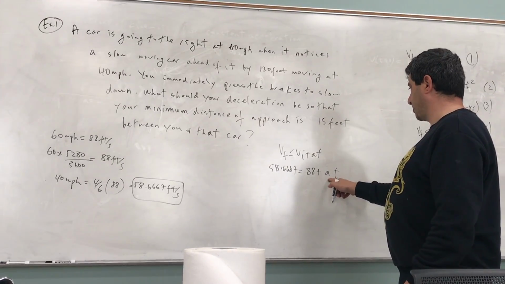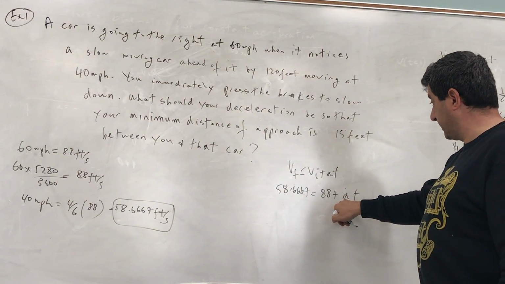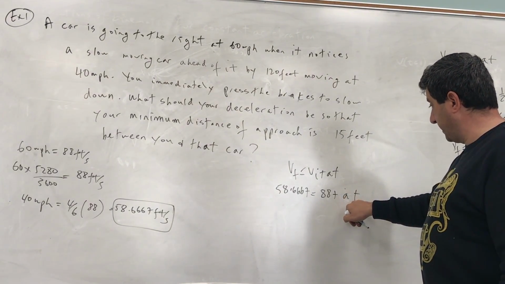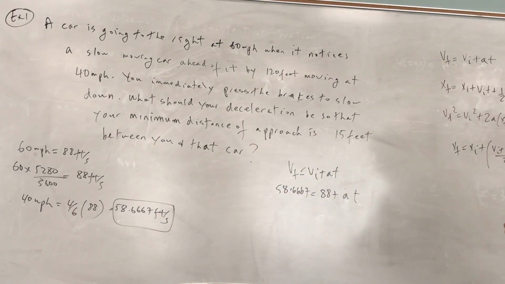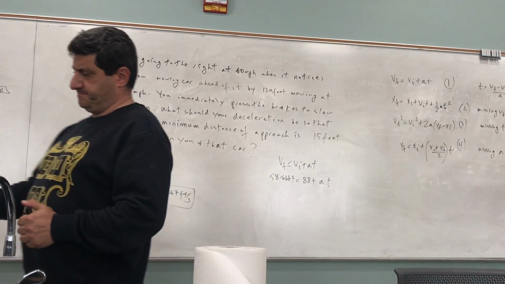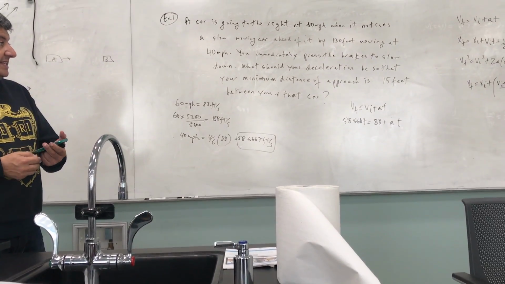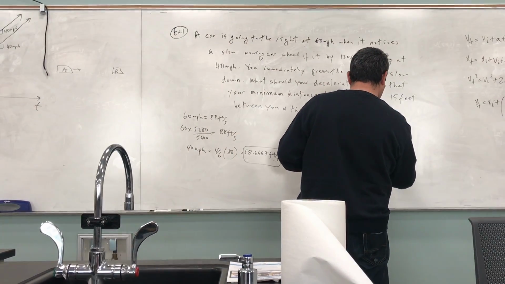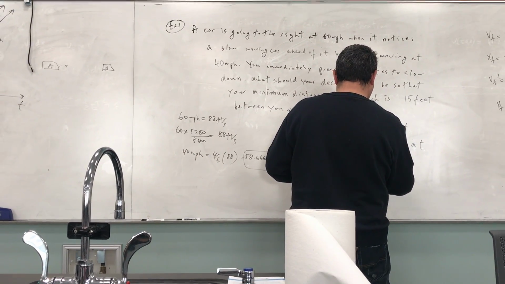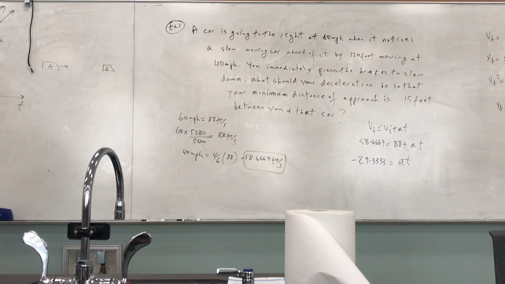So it just gives you a relationship between the A and the T. You should accelerate at such a rate that the time that you are decelerating times the acceleration is the difference of these two, right? So AT is negative 29.333, right? In other words, the acceleration that you're decelerating with times the time that you're decelerating is negative 29.333.